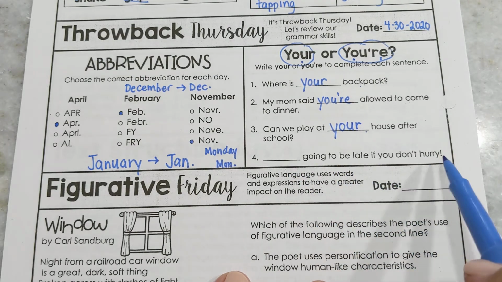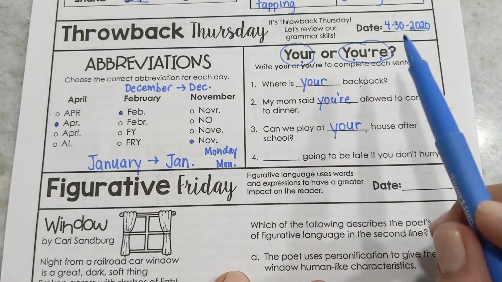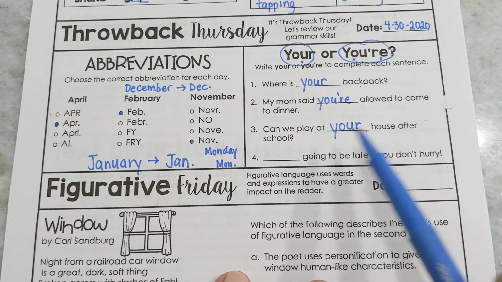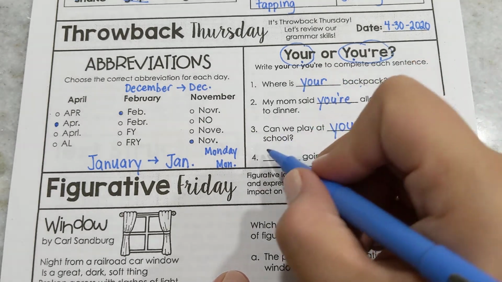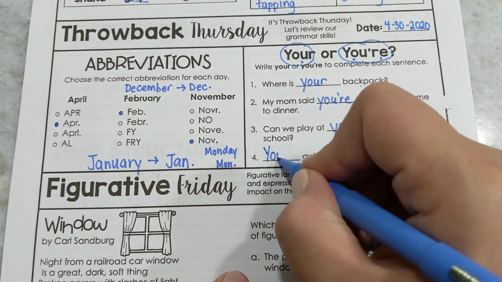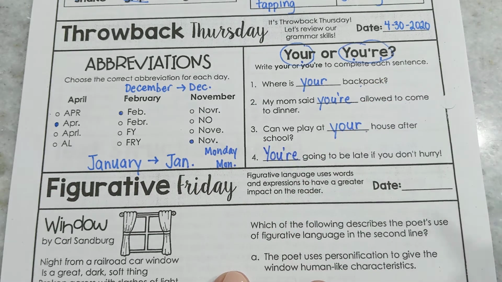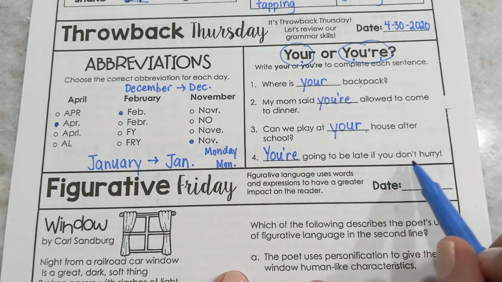You're going to be late if you don't hurry. Would I say you are going to be late if you don't hurry? I would, wouldn't I? So I'm using that contraction here. You are. You are going to be late if you don't hurry.